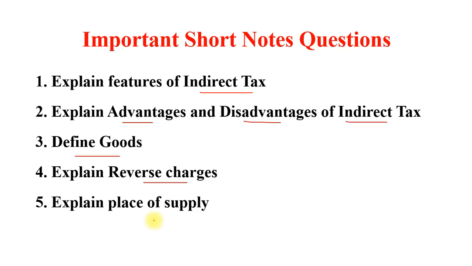Features of indirect tax, advantages and disadvantages of indirect tax, define goods. So when you're defining goods, what is goods? Define it and also explain the various examples. Explain the reverse charge mechanism. Again, give a short detail about it, and you can give a small example on that. Explain the place of supply. Give us a short detail about what is place of supply and the various rules for place of supply of goods and services. You all can explain those rules in that. So these are the first five.